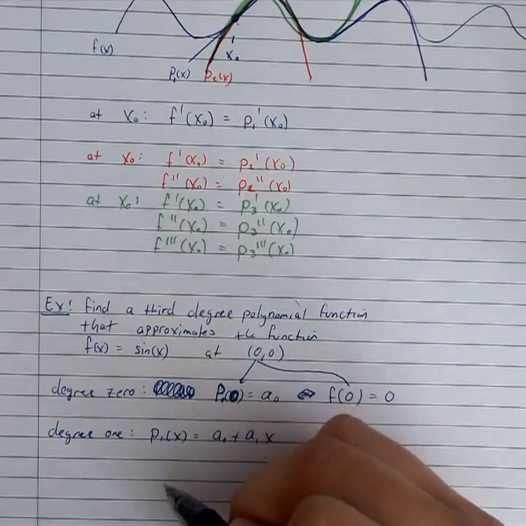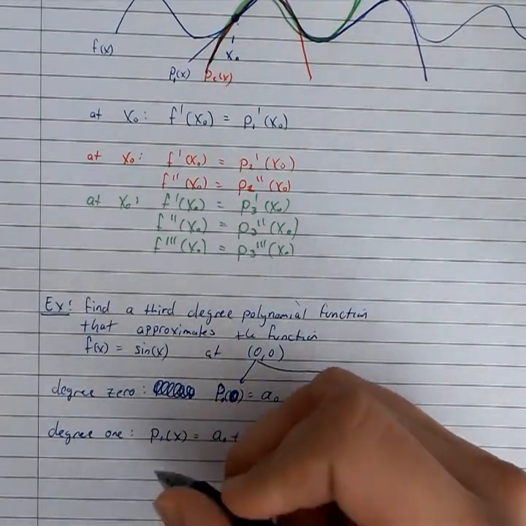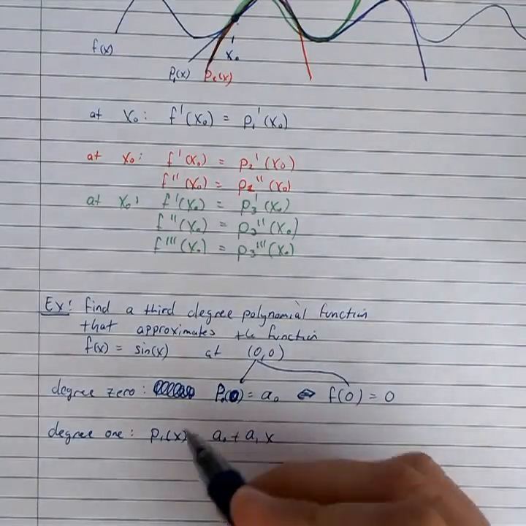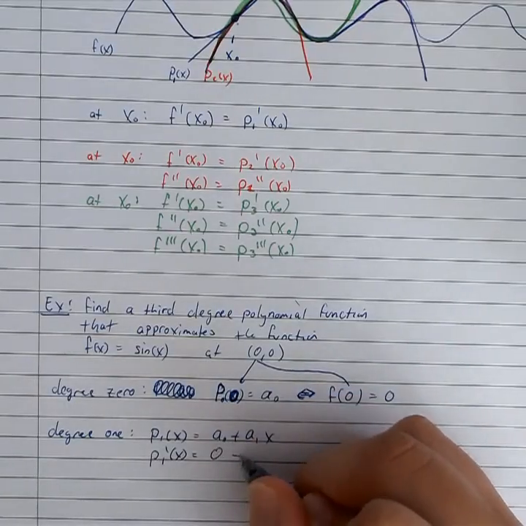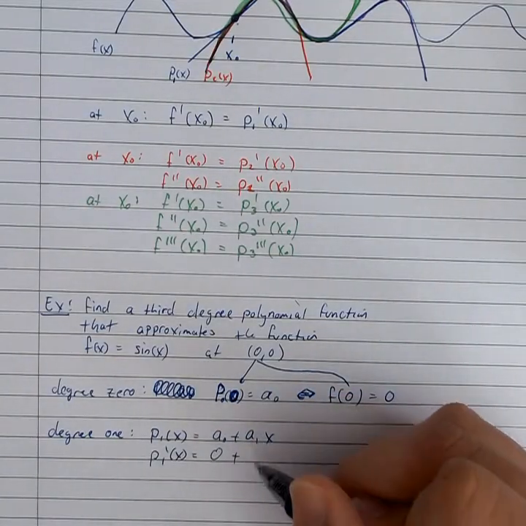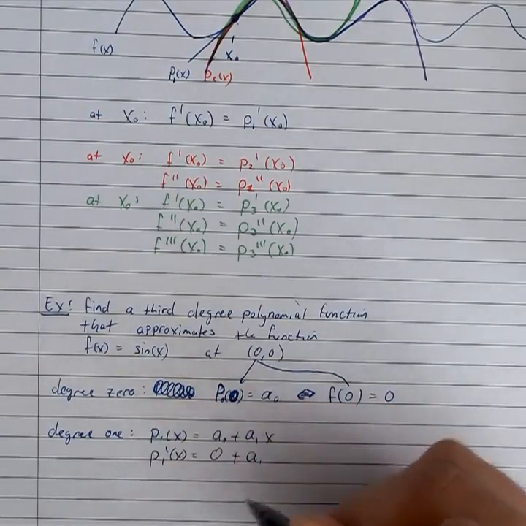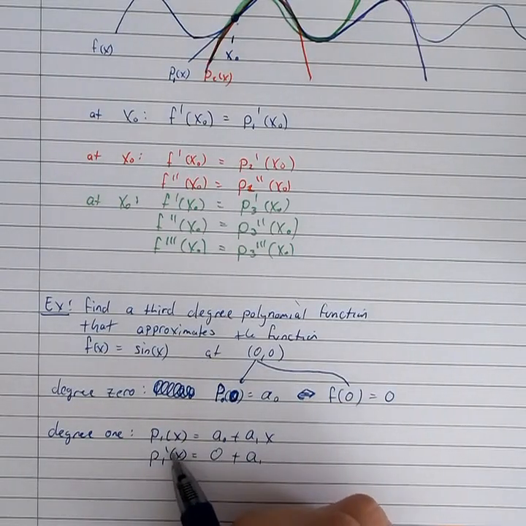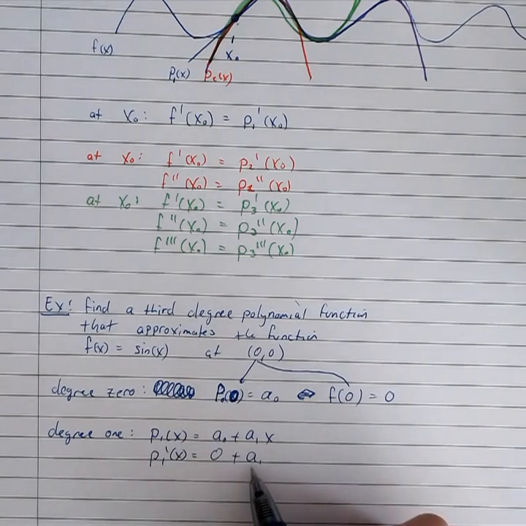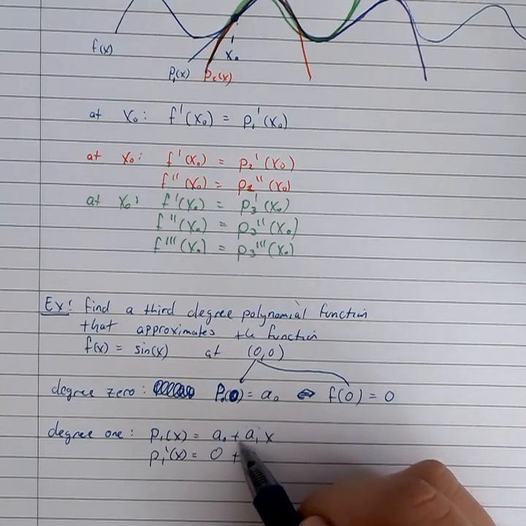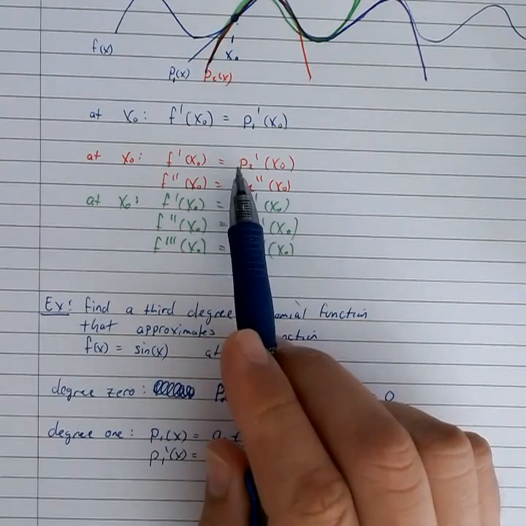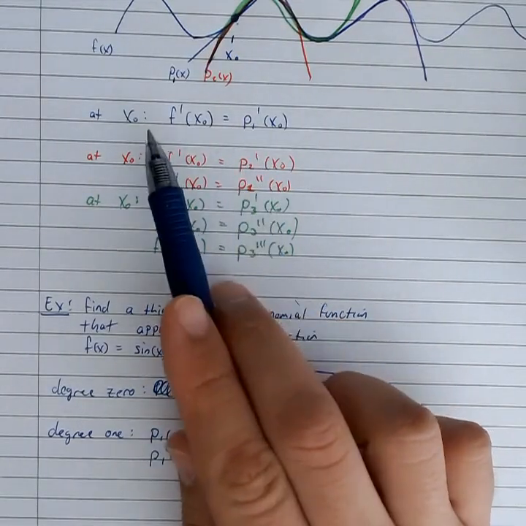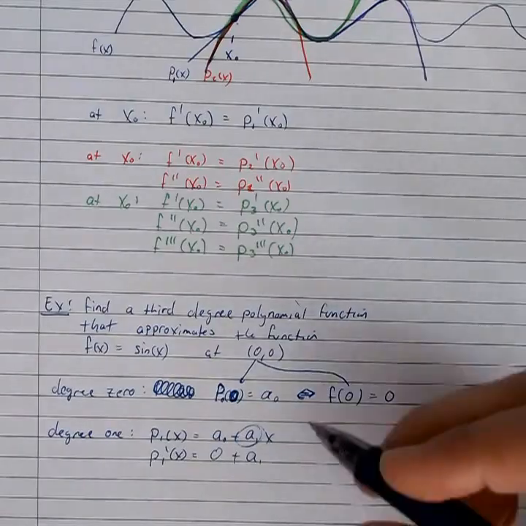Okay, so here, what does p1 prime look like? Well, let's see. If I take the derivative of this, that's a constant, and its derivative is 0. And then the derivative of a number times x is just that number. So if I take p1 prime, I'm going to get a sub 1. But notice a sub 1 is that coefficient right there. But in order for this to be a good approximation, that p1 prime is supposed to just equal f prime.